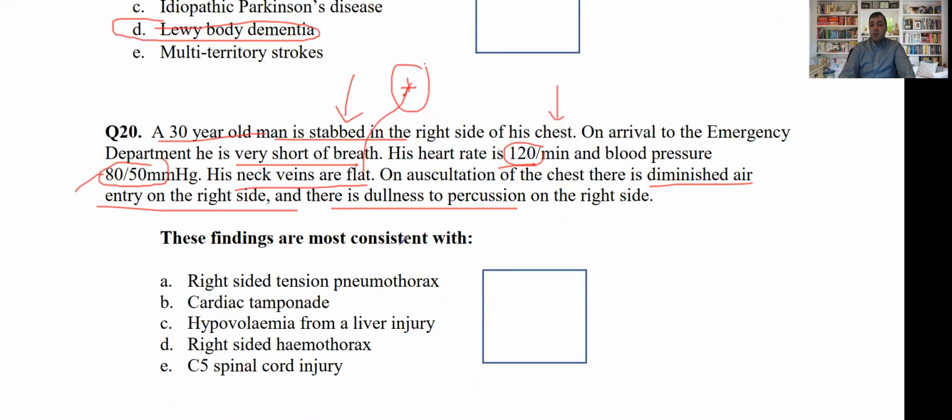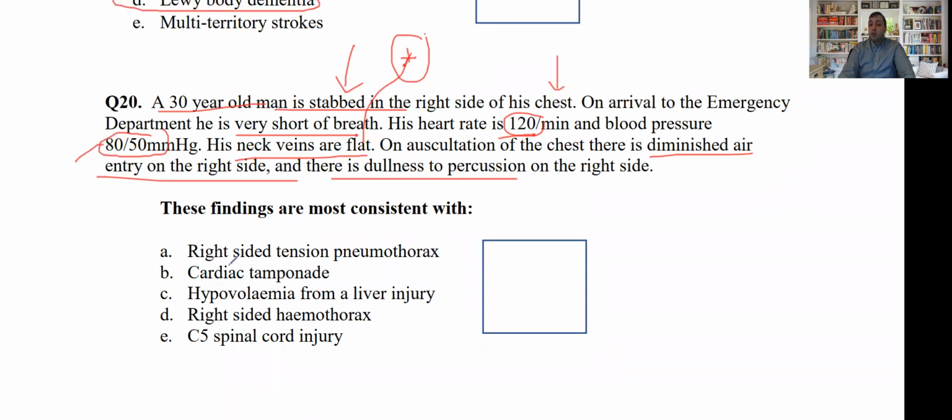So the findings are most consistent with what? Right-sided tension pneumothorax. This is wrong. Why? Because the neck veins are flat. If the patient had tension pneumothorax, the neck veins must be distended. The other thing in pneumothorax, the percussion note is not going to be dullness, it is hyperresonant. So this is wrong.